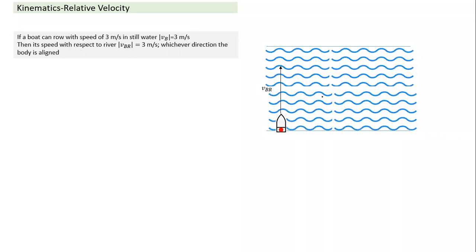Suppose the river was at rest, not flowing, like a lake. And this is the direction. If the body of the boat is kept like this, what will happen? The boat will continuously move like this, and it will keep moving at the speed of 3 meters per second.